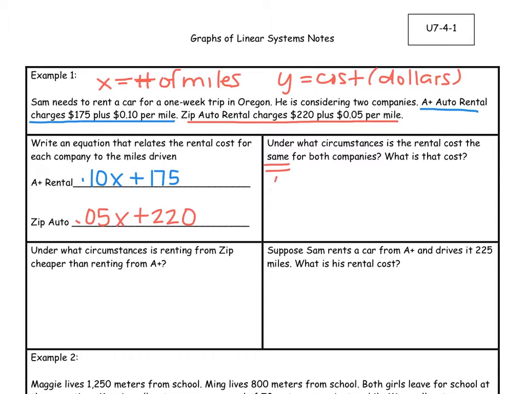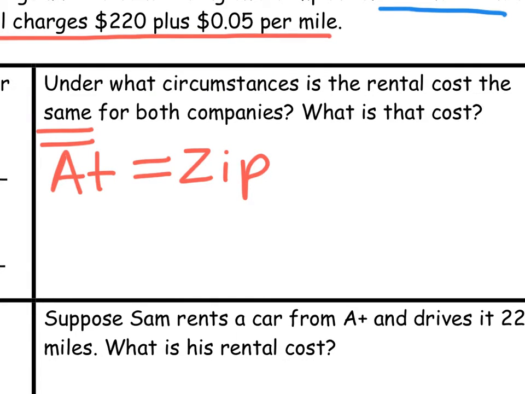So what we're looking for is under what circumstances is the rental cost for both the companies the same. I want to know when A+ Auto is the same as Zip Auto. Well, I know what my two equations are: 0.10x plus 175 and 0.05x plus 220. So I'm going to set them equal to one another. A+ Auto, our equation was 1/10 x plus 175, and Zip Auto was 5/100 x plus 220.